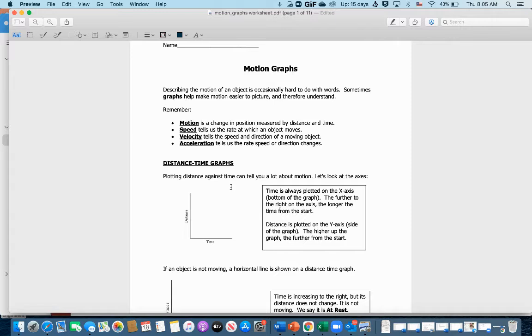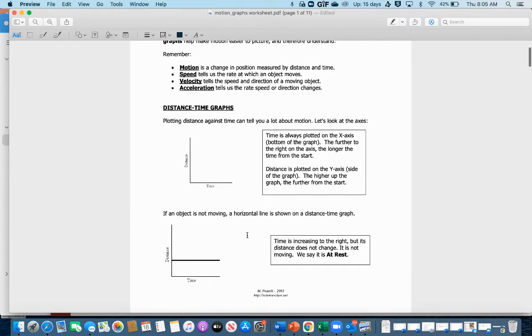So if we start off with our distance versus time graph, we have to keep in mind that the independent variable, the one that's not changing, is time in this case, and it always goes on the x-axis. Whether it's an acceleration versus time graph, a velocity versus time graph, or a distance versus time graph, time will always go on the x-axis. The dependent variable, what we're measuring, goes on the y-axis. So we have distance versus time right here.